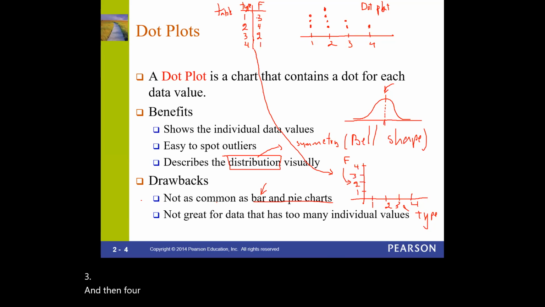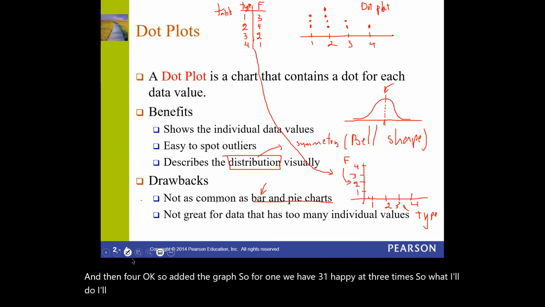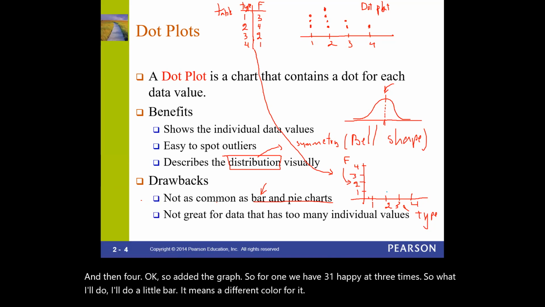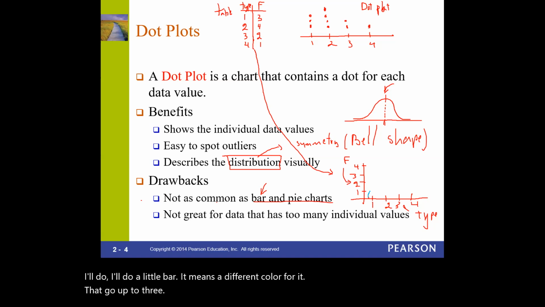So I do the graph. For 1, we have 3. 1 appears 3 times. So I'll draw a little bar. Let me use a different color for it. That goes up to 3. Okay, so let's do the bar that goes up to 3.